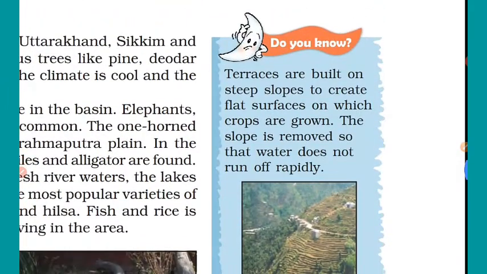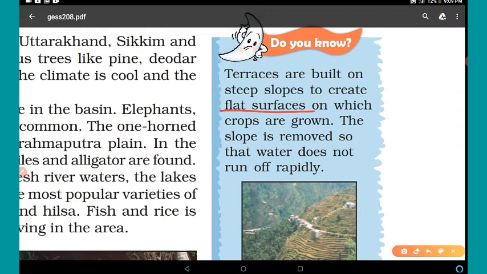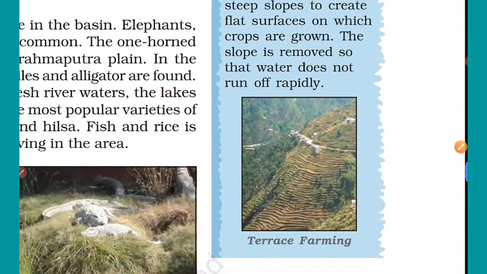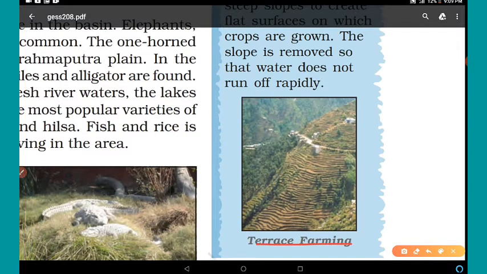Now one more thing, terraces are built on steep slopes to create flat surfaces on which crops are grown. The slope is removed so that water does not run off rapidly. So it is one way to prevent soil erosion in the sloping region. In this picture you can see.